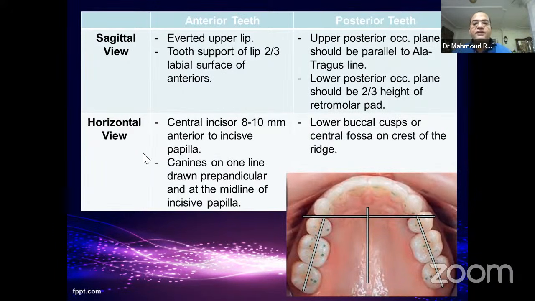Okay, horizontal view like this. Central incisors will be set 8 to 10 millimeters anterior to the incisive papilla here. Canines are on one line, as we see, drawn perpendicular at the midline of the incisive papilla. But for the posterior teeth, the lower buccal cusps or central fossa are on the crest of the ridge, as we see, the central fossa here is centered onto the crest of the ridge.